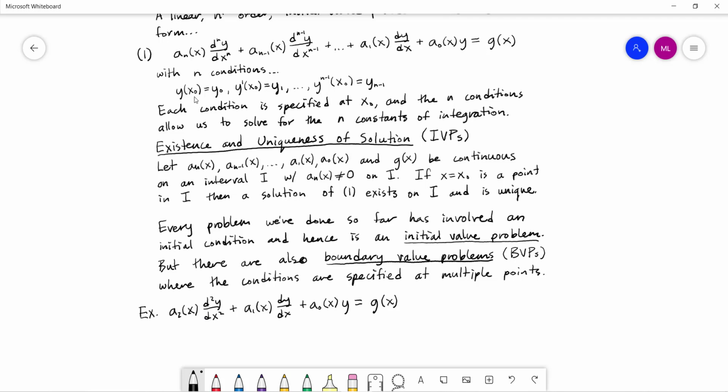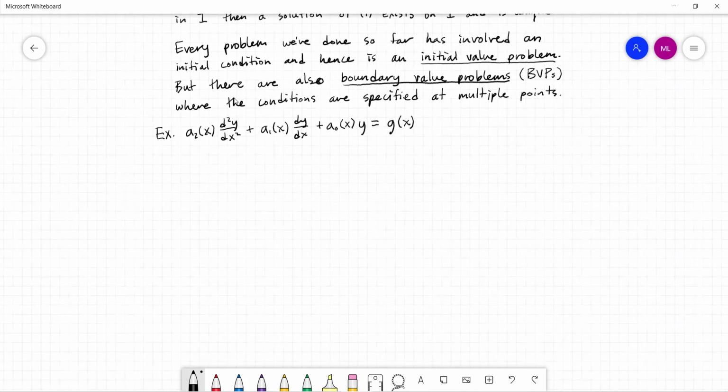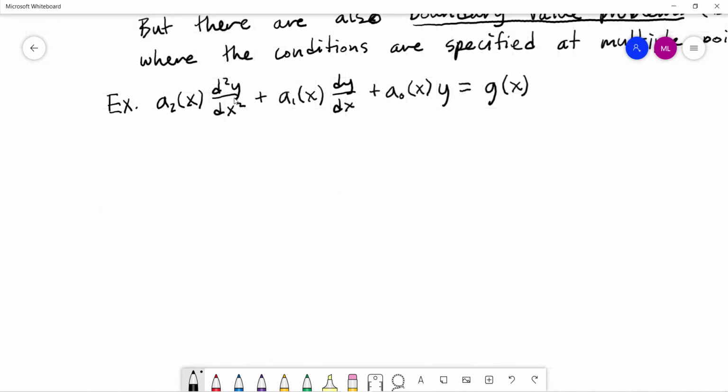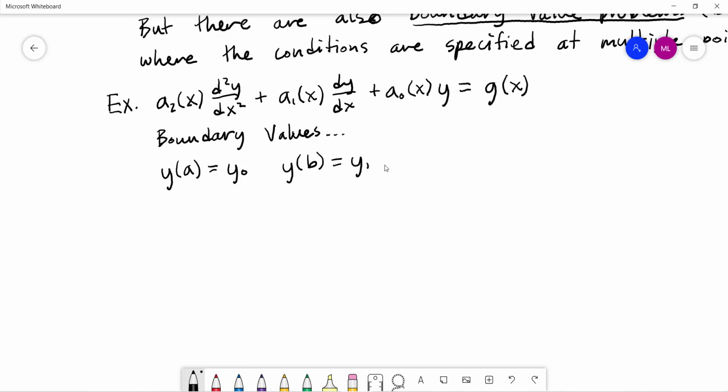So it's the same differential equation, but the conditions are going to be different. Instead of specifying them all at the same point x naught, the boundary conditions instead of initial conditions are going to look like this. The boundary values could take the form of one of the following. Maybe it would be that y at some point a is equal to y0, and y at some other point b is equal to y1. So maybe a is on the left-hand side of our interval that we care about, b is on the right-hand side of the interval that we care about, and we've specified the values at the left and right endpoints. But you don't have to specify it, so this is one possibility.